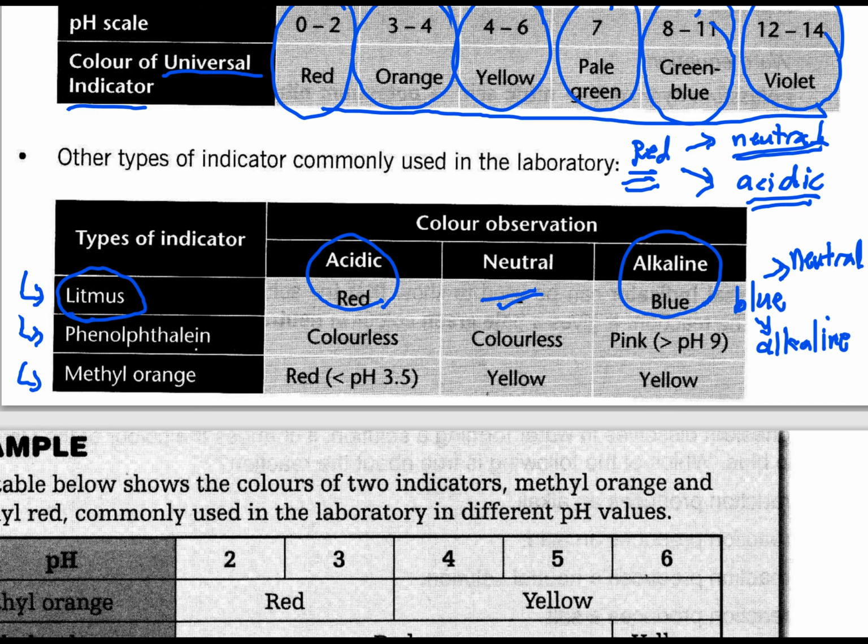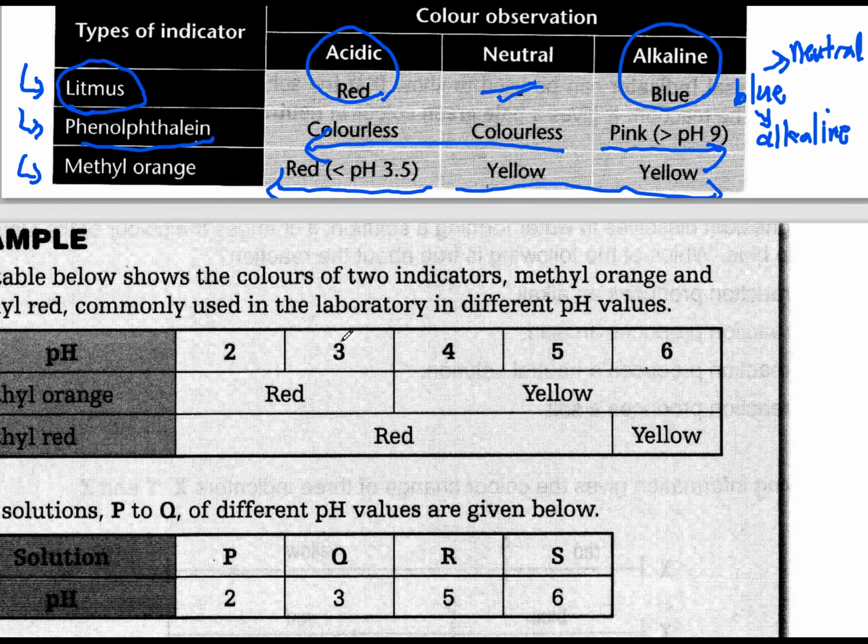Other indicators would be the phenolphthalein, which you don't have to remember, but when pH is more than 9, it will be pink in color. When pH is less than 9, it will be colorless. For the methyl orange, when the pH is less than about 4, it will be red in color. When the pH is greater than 4, it will be yellow in color.